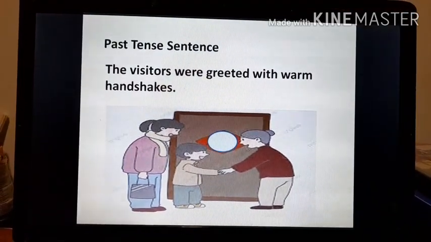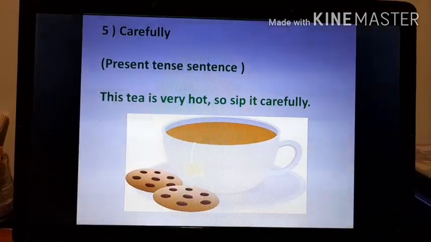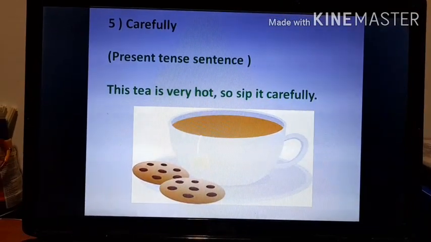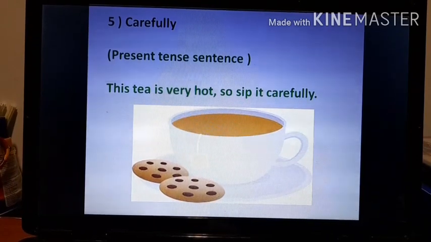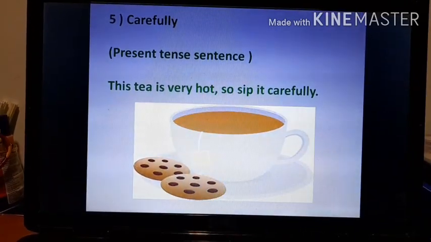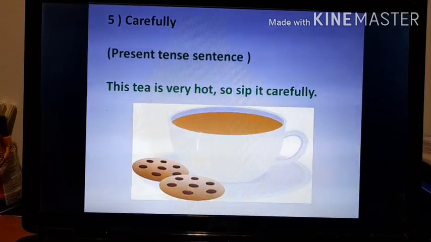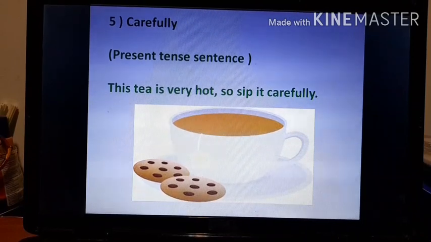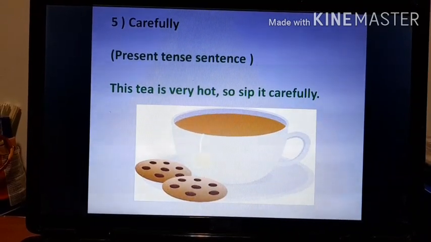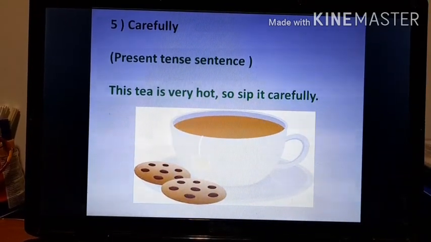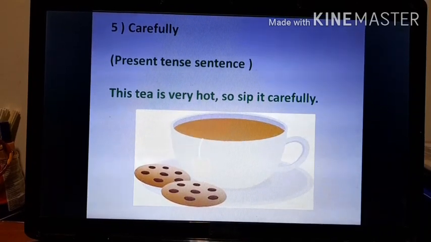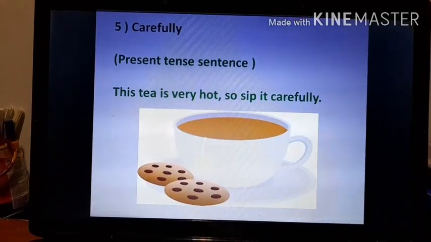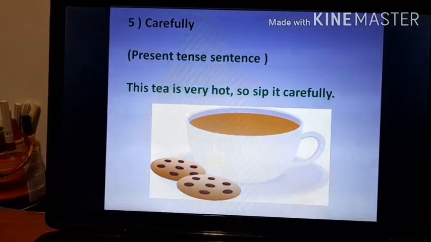Now, coming to the next word, which is carefully. Carefully. This tea is very hot, so sip it carefully. It is a very easy sentence. You can frame the sentence like this. Here, two small sentences are there in a single sentence. It is a present tense sentence.